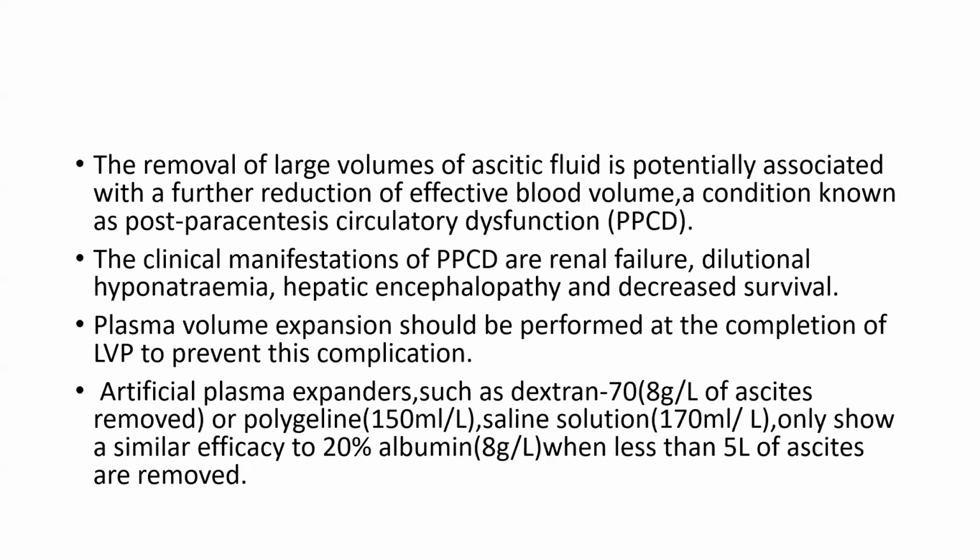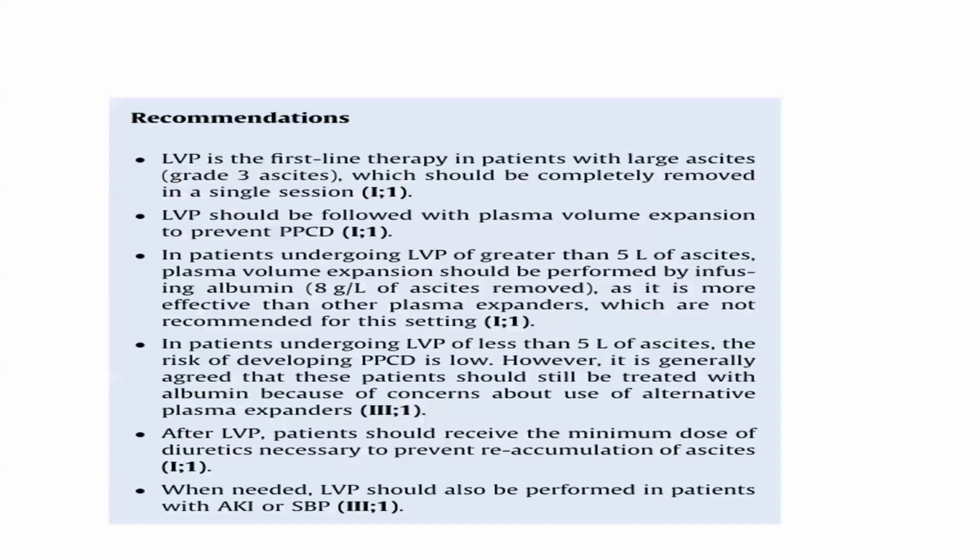So plasma volume expansion should be performed at the completion of large volume paracentesis to prevent this complication. Artificial plasma expanders such as Dextran 70 and polygeline saline solution, or albumin, can be used when less than 5 liters of ascites are removed. Large volume paracentesis is the first line therapy in patients with large ascites, which should be completely removed in a single session. Large volume paracentesis should be followed with plasma volume expansion.